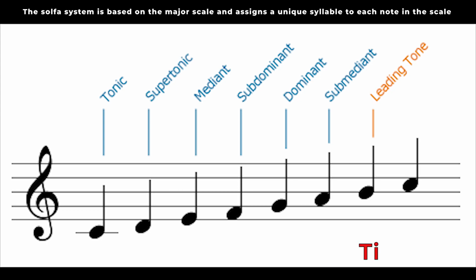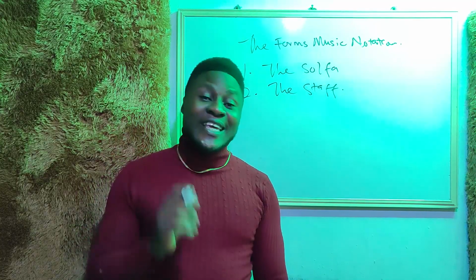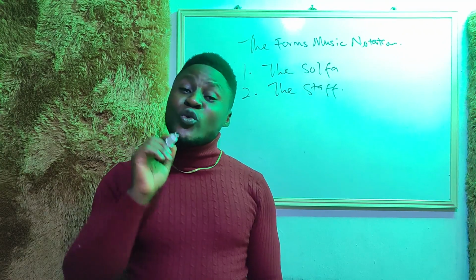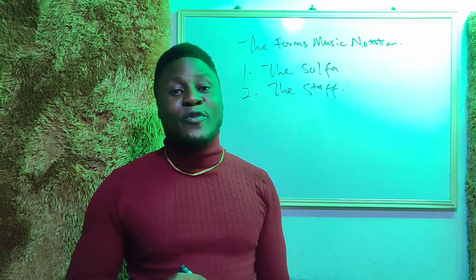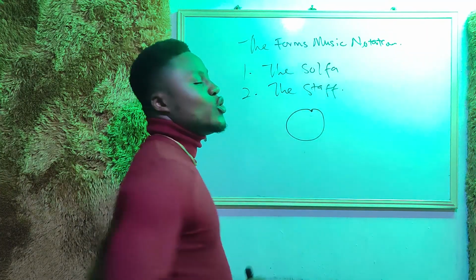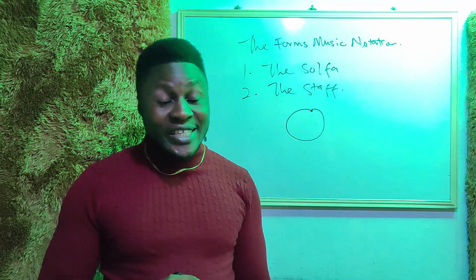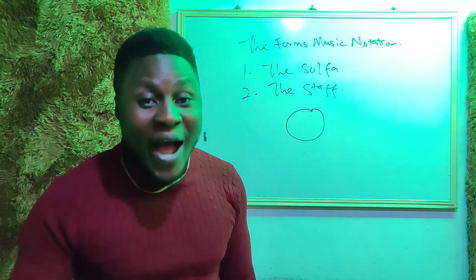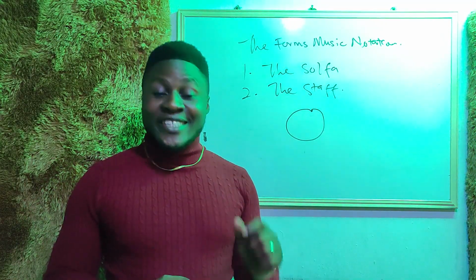Ti represents the leading note. It is the seventh note of the scale. Do, an octave above the first do, represents the final note of the scale. This means the scale circle is not complete until you return to where you started from. From do, back to do. A circle is incomplete until you go back to where you started the circle from.